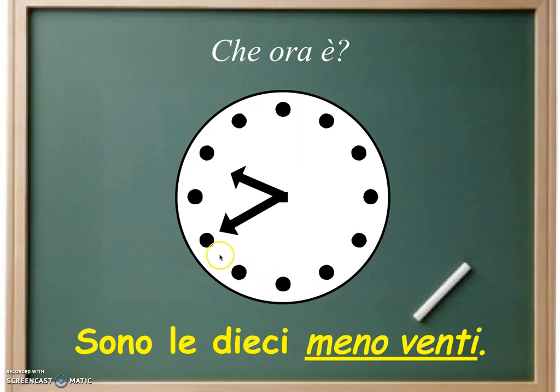Meno we use when the minute is on this side of the clock, meaning that the time is closer to the next hour. 9:40 is closer to 10 than it is to 9, right? 9:40 is closer to 10. Once we can say that the time is closer to the next hour, we use the meno rule and we go to the next hour. Then we subtract the minutes. And I know this seems very confusing, but once we practice, you will get the hang of it.